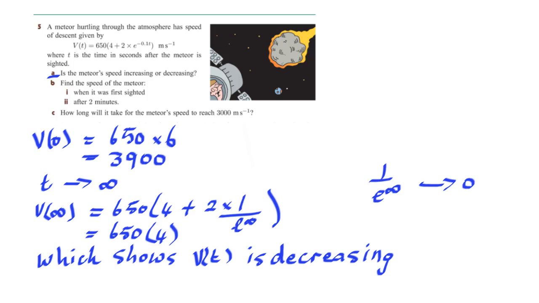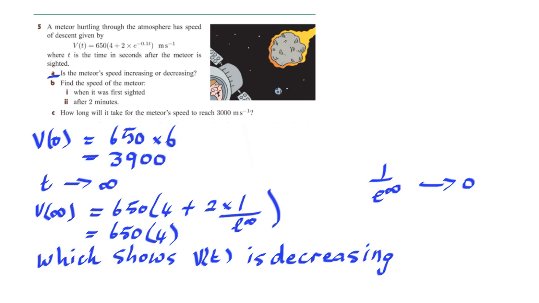Often the initial speed is just nice to know. So the initial velocity, if you put in 0 for t, anything to the power 0 is 1, 2 times 1 is 2. So it's going to be 4 plus 2, which is 6. So that's how we get 650 times 6 is 3,900 metres per second.